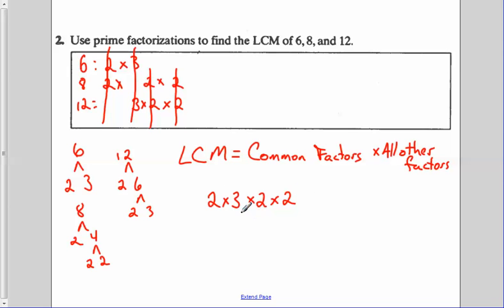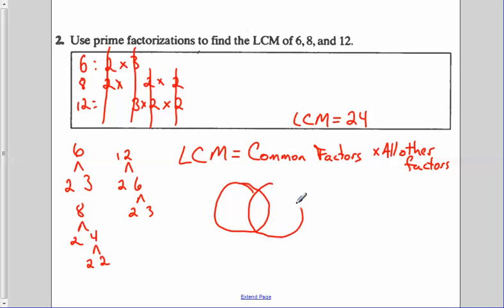Well, 2 times 3 is 6, times 2 times 2. 2 times 2 is 12, times 2, and I get 24. So the least common multiple, the LCM, is 24 for 6, 8, and 12. But we could show you one other way that we could look at this. So I'm going to erase this part right here. And we could think of this using what is called our Venn diagram method. And the Venn diagram is when you have your circles and you identify what commonalities 2 or more things have.